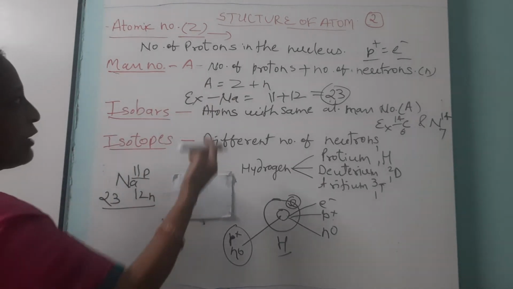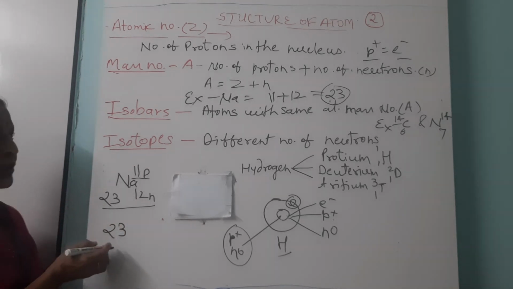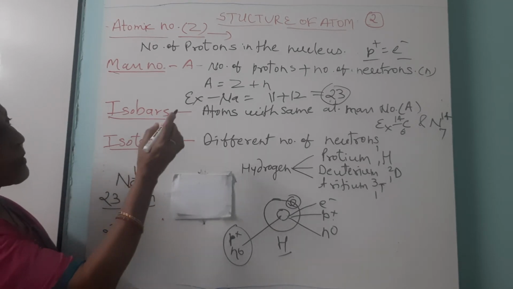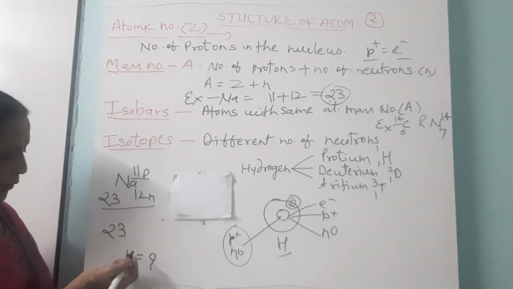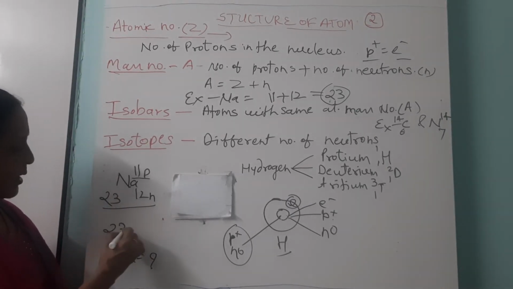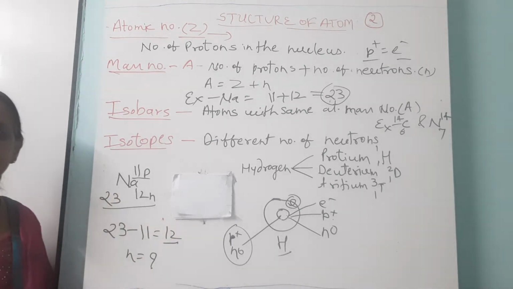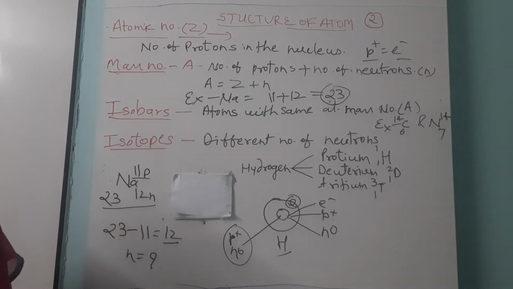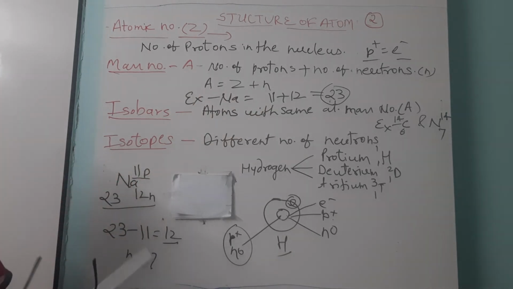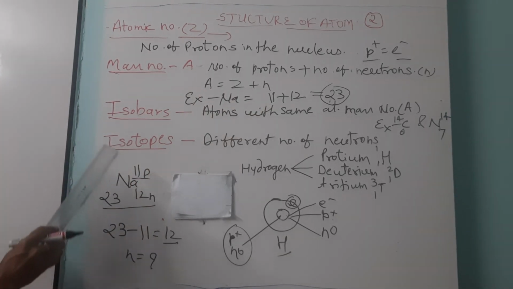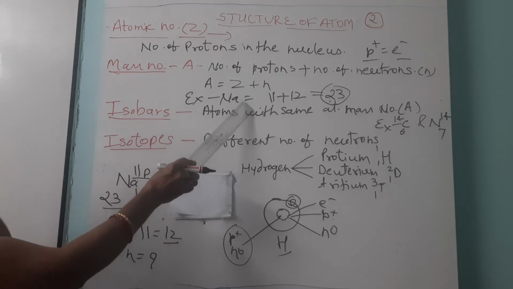For example, suppose the atomic mass number of sodium is given as 23 and the number of protons is given as 11. Now calculate the number of neutrons. So what I will do here is 23 minus 11, whatever comes, that is 12. This is the number of neutrons. So among these three, if any two values are given, the third one we can easily calculate. Many times you get an MCQ type of question or a calculation.